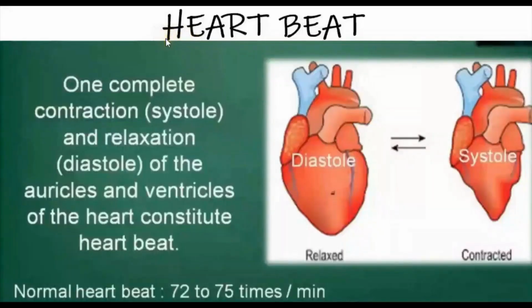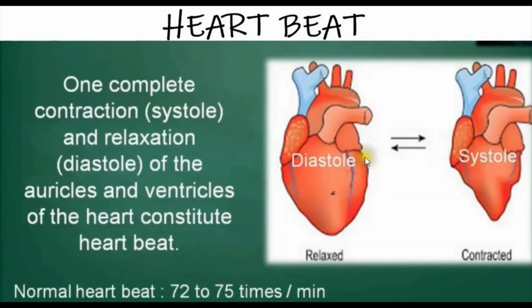Our first topic is heartbeat. So what is heartbeat? One complete contraction and relaxation of the auricles and ventricles of the heart constitute heartbeat. The contraction phase is known as systole. Now just see this heart picture. Here the ventricles are located. The ventricles pump the blood with high pressure. At that time the heart contracts. That condition is known as what?